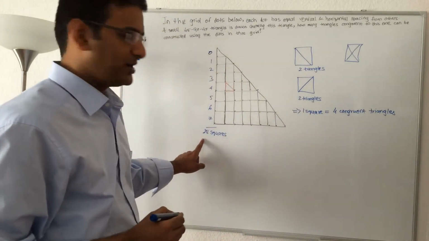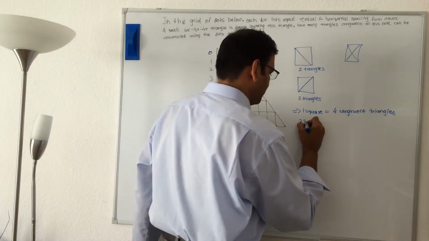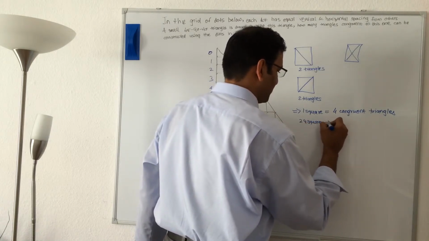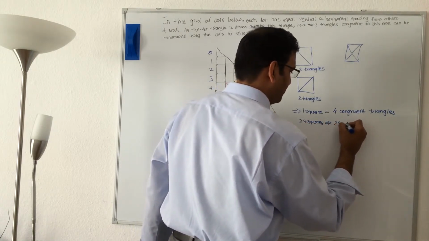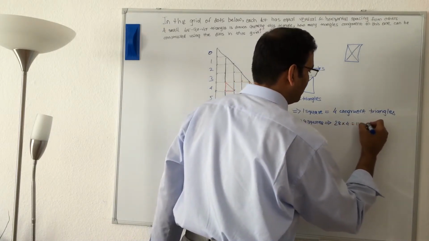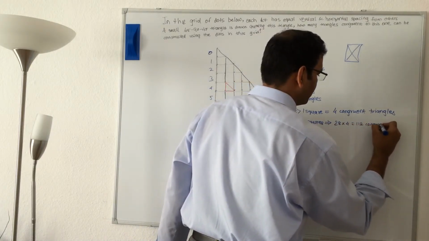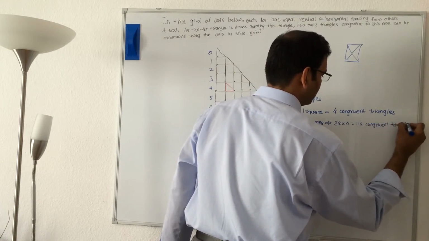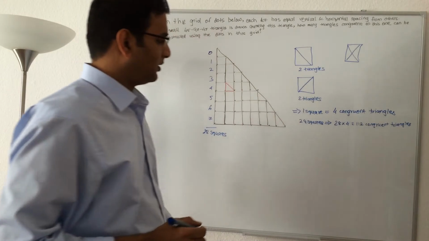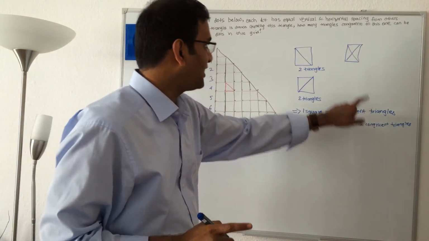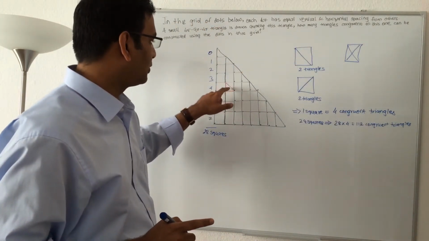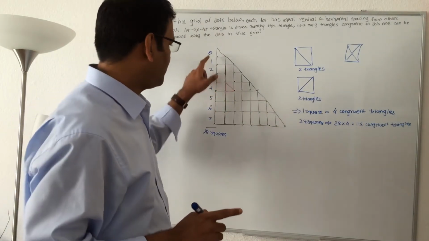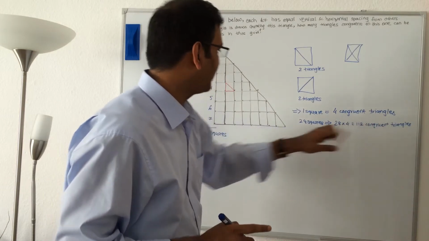However, we have 28 squares. So from 28 squares, times 4, that would be 112 congruent triangles. The key word here is congruent, because we are asked to find how many triangles that are congruent to the red triangle exist. So from the squares, we saw that we have 112 congruent triangles.